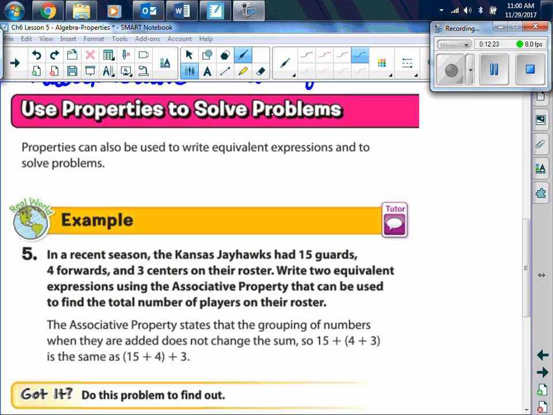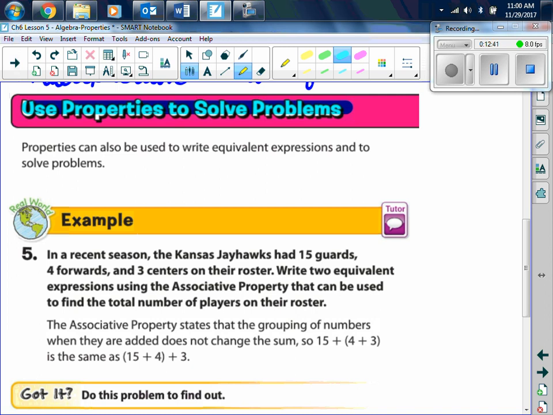Alright, so now we are going to use properties to solve problems. Make sure you write your heading. And you don't have to write that sentence there. Properties can also be used to write equivalent expressions and to solve problems.